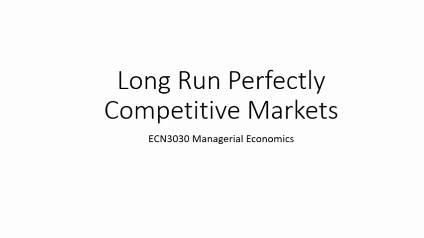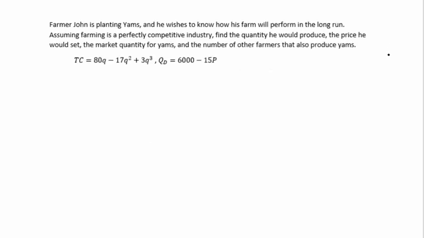In this video, we will be discussing perfectly competitive markets in the long run and how firms profit maximize. We're given a problem with Farmer John, who is planting yams, and he wants to know how his farm will perform in the long run. We're assuming that farming is a perfectly competitive industry, and what we want to find is the quantity he would produce, the price he would set for his yams, the market quantity for yams, and the number of other farmers that would also produce yams.